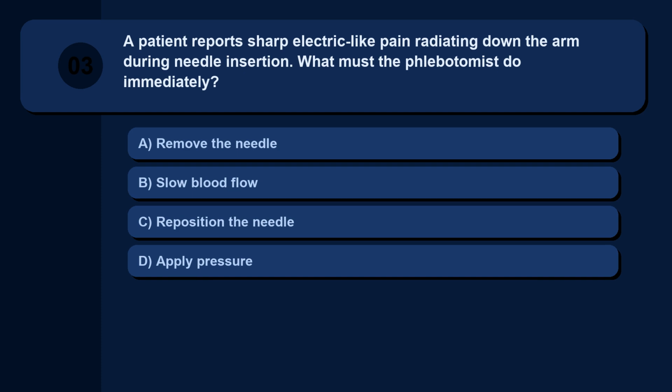Question 3. A patient reports sharp electric-like pain radiating down the arm during needle insertion. What must the phlebotomist do immediately? Remove the needle. Slow blood flow. Reposition the needle. Apply pressure.